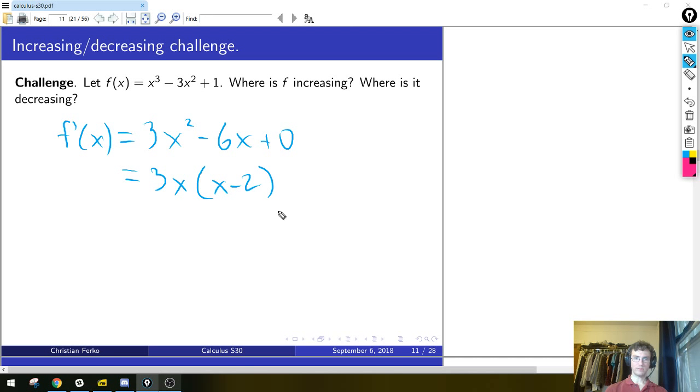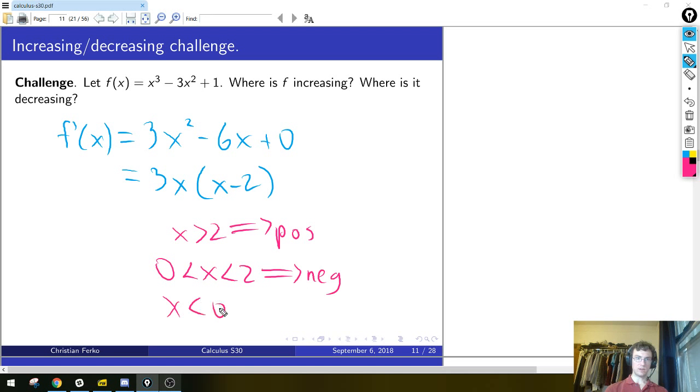Well, it would seem that for x greater than 2, it is positive, and for x less than 2, it is negative. Good. So x greater than 2 is positive. Well, we should be careful. If x is between 0 and 2, then this factor is negative, and this factor is positive, and a negative times a positive is a negative. But if x is less than 0, then this factor is negative, and this factor is also negative, right? So negative times negative is back to positive.